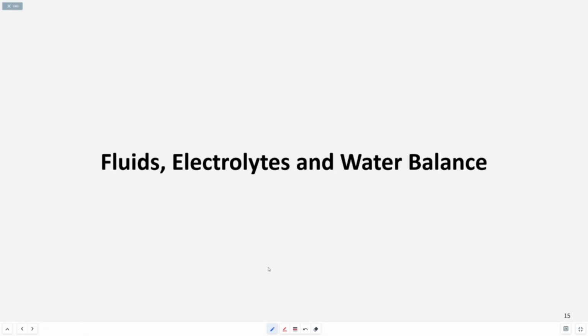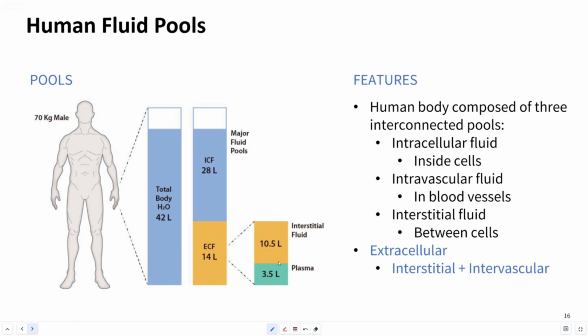Today's module is on fluids, electrolytes, and water balance. The majority of the human body is water. Optimal health requires both fluid and electrolyte balance, which is the state of maintaining homeostatic levels of body fluids and normal body levels of ions.